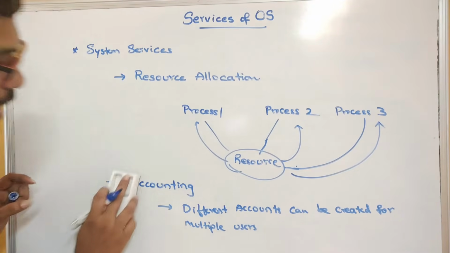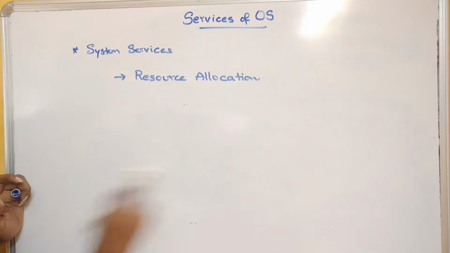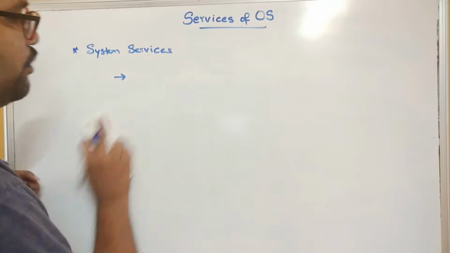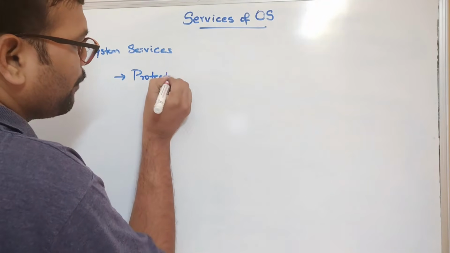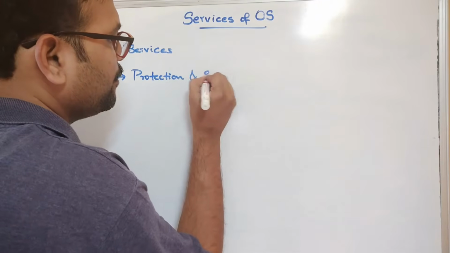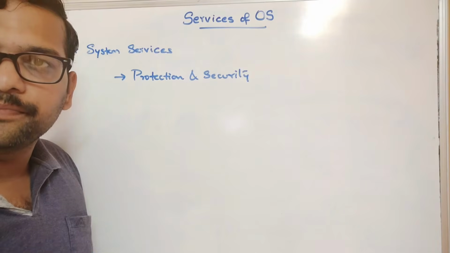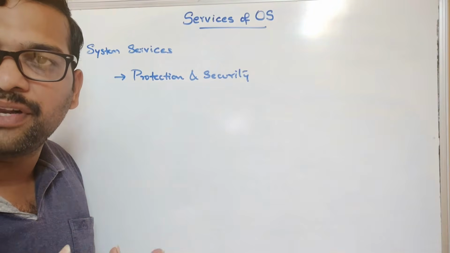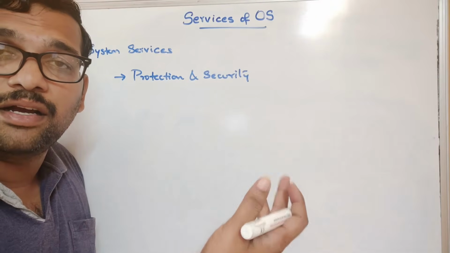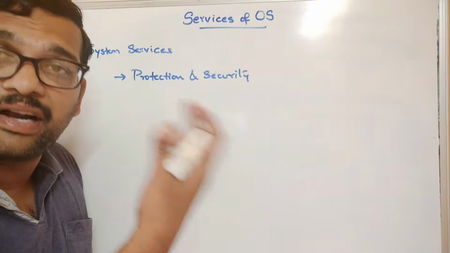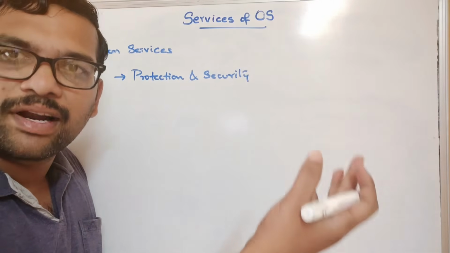And the next one is security and protection. It's also very important. We need to provide security for the data. We need to provide protection and security for the data. In the previous service, that is accounting, the operating system is providing different accounts for different users, so that one user can't access the data of another user.